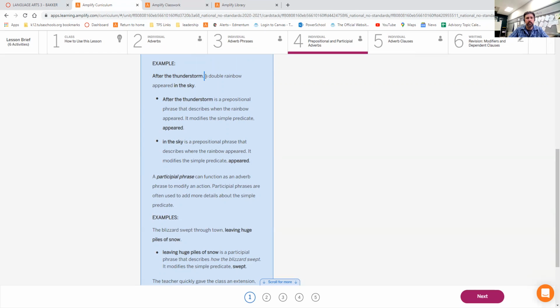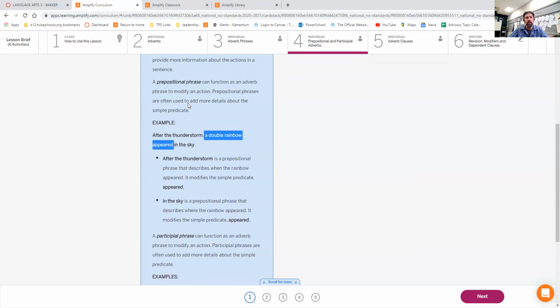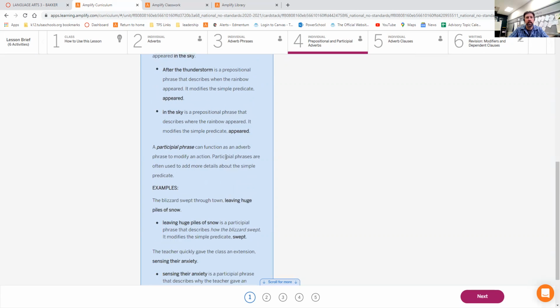Again, if we had the sentence, "A double rainbow appeared," that's a fine sentence. Does it give us very much information? Not really. Does the sentence "After the thunderstorm, a double rainbow appeared in the sky" give us a whole lot more information? Certainly. And that's why it's so much better. Again, prepositional phrases are going to contain after, to, with, in, about, etc.